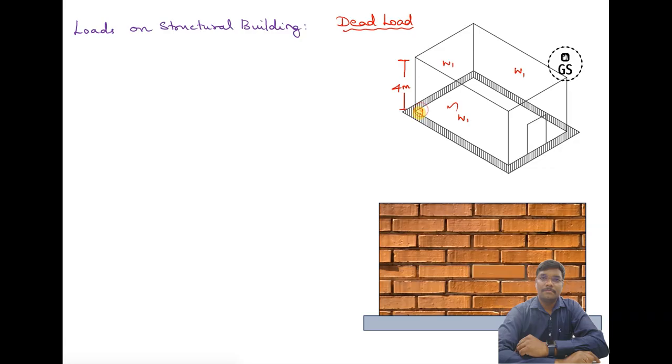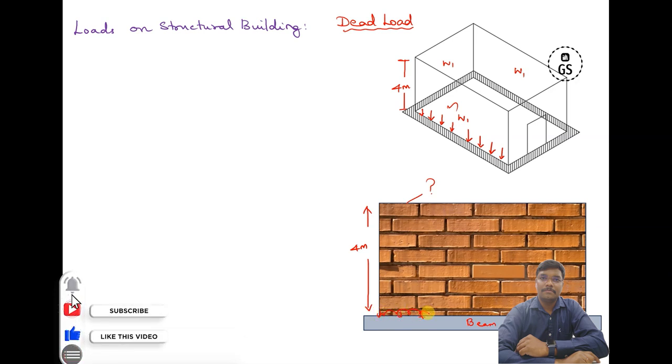All these loads are going to be distributed to the bottom plinth beam as a UDL. So how to calculate this load? What might be this load when the wall is 4 meter height? What is going to happen at the plinth beam? If this is a beam, imagine this is a beam. Now how are these loads going to be distributed over here as a UDL?